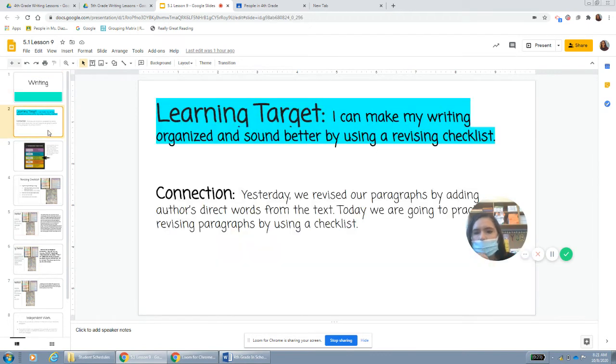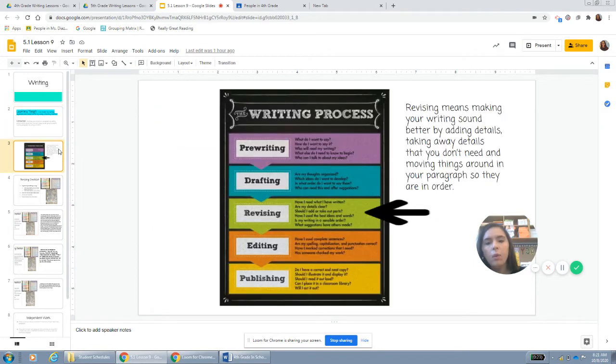Good morning, fifth grade. Today's learning target is I can make my writing organized and sound better by using a revising checklist. Yesterday, we revised our paragraphs by adding author's direct words from the text. Today, we are going to practice revising paragraphs by using a checklist. We are still in the revising part of the writing process.